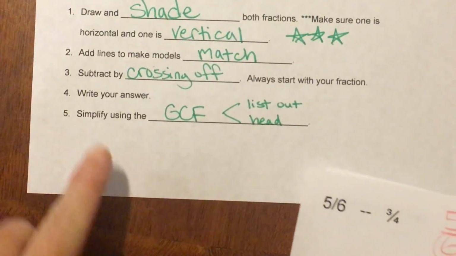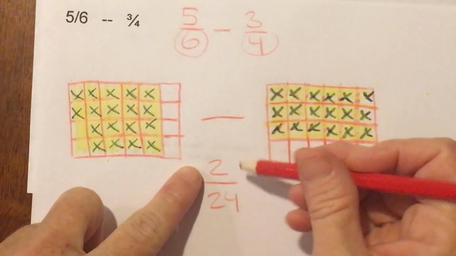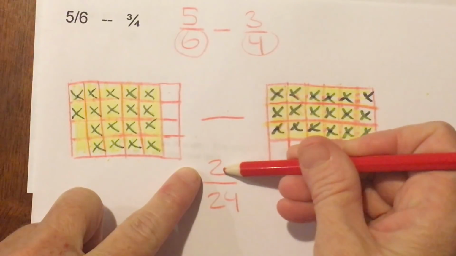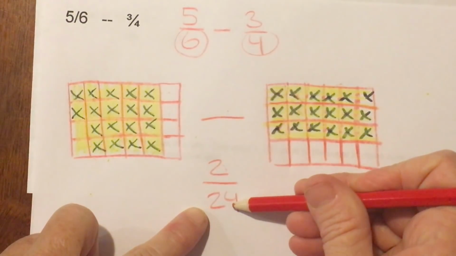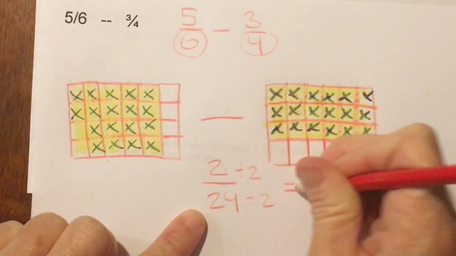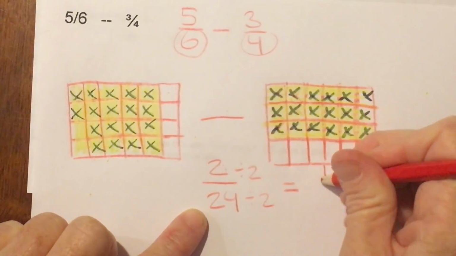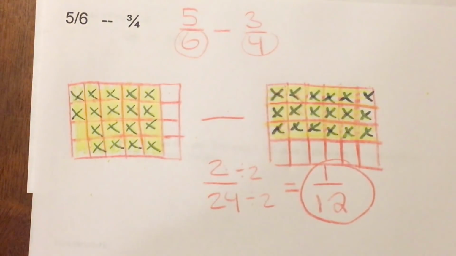Okay, now I'm going to simplify. So I like to do it in my head. So I'm going to try and say, is my 2 my GCF? Does 2 fit into this? Yep. Does 2 fit into this? Yep. So I'm going to simplify by 2, and 2/24 is equal to 1/12. And that is my answer. Okay, so let's try another one.